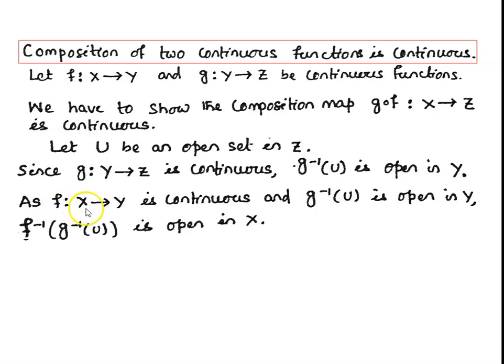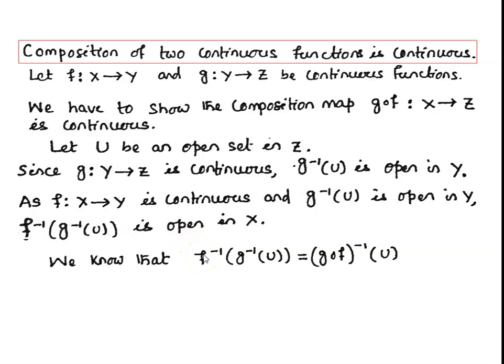Also we have f as a continuous function from X to Y. And here we have g inverse U is an open set in Y. So we have an open set g inverse U in Y and f is continuous from X to Y. So f inverse of g inverse U is open in X. We know that f inverse g inverse of U is nothing but inverse of the composition g of f of U. So g of f inverse of U is open in X. We started with U as an open set in Z, and here we get that g of f inverse U is open in X. So g of f is a continuous function.